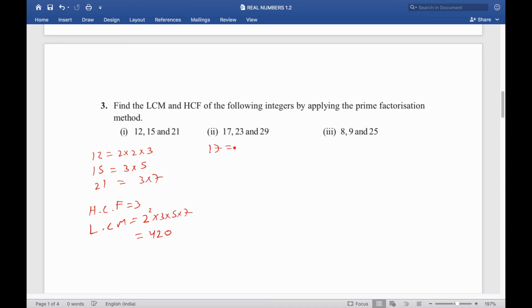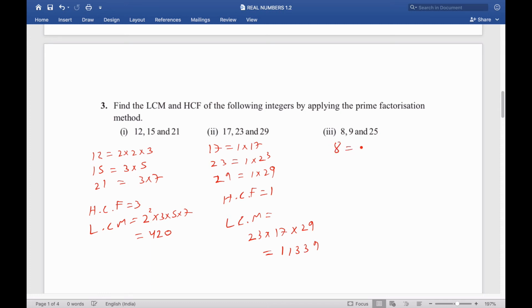Now 17 is simply 17 into 1 or 1 into 17. This is 1 into 23, and 29 is 1 into 29. So it is clear that my HCF is 1. Now for LCM, I'll simply multiply all three of them. I will get 23 into 17 into 29, which should give me 11339. Let's move on to the third one.